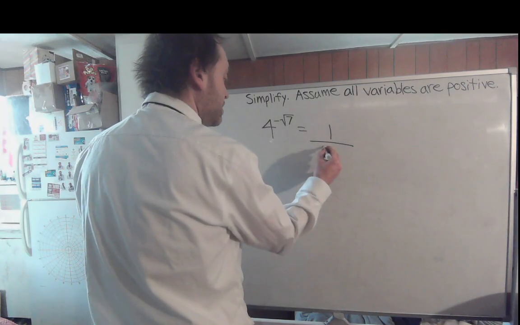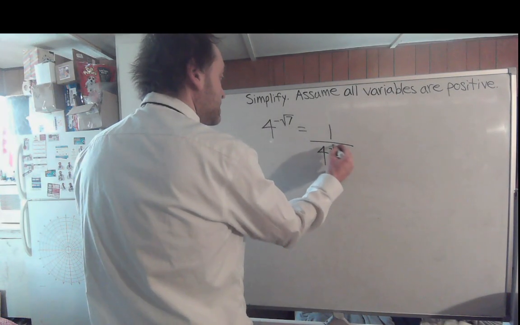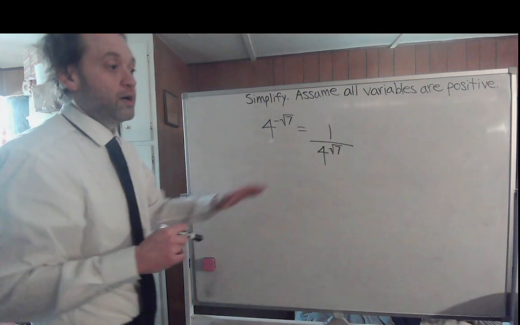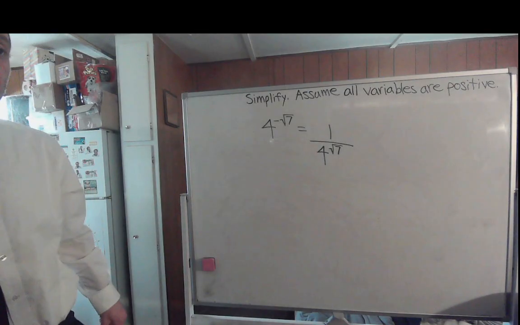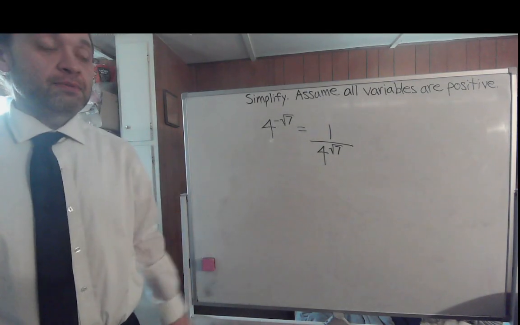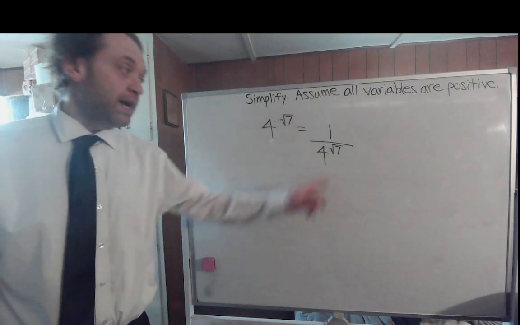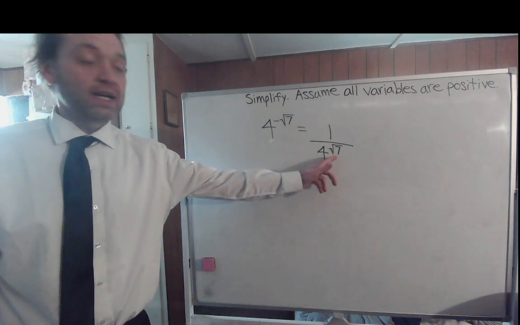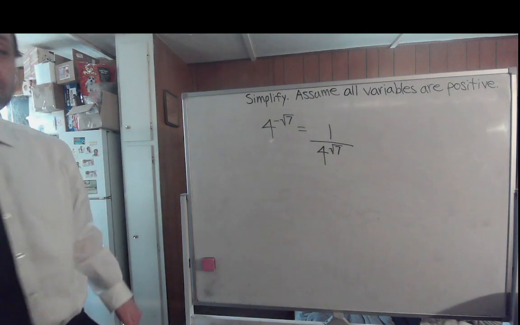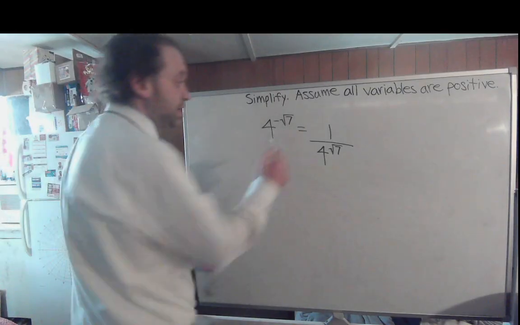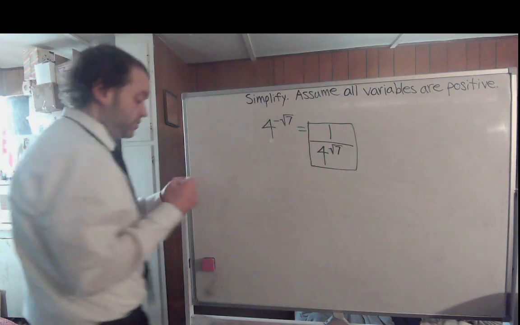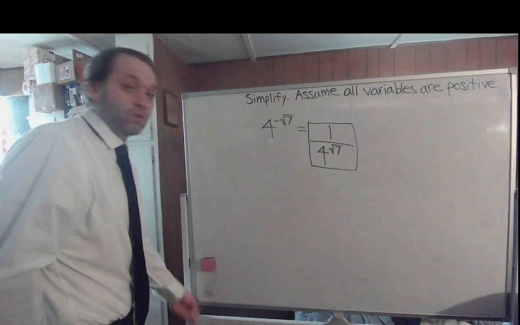This would be 1 all over 4 to the square root of 7 power. Some of you might be thinking, well, shouldn't we rationalize the denominator? Well, the radical is an exponent. It's not a normal base or expression. It's an exponent, so we really can't rationalize it. So this is the best we can do. You would get 1 all over 4 to the square root of 7 power.